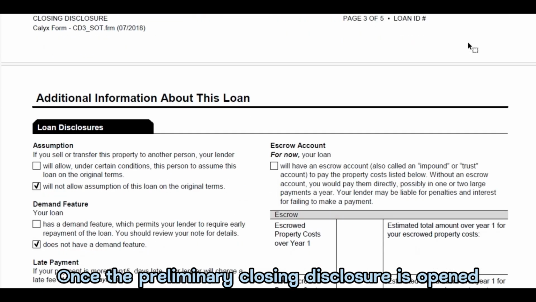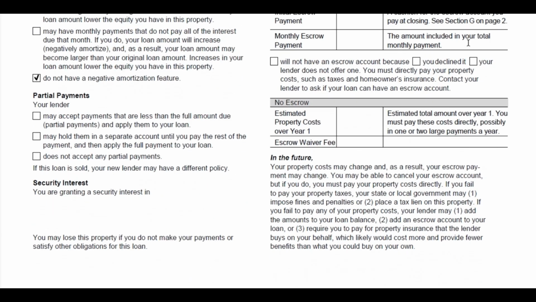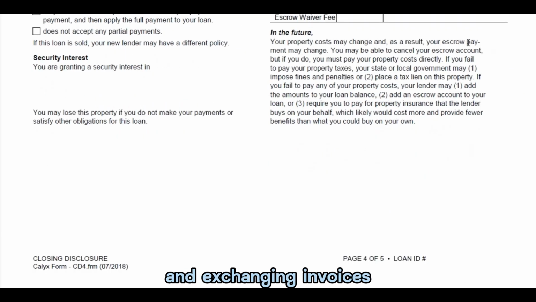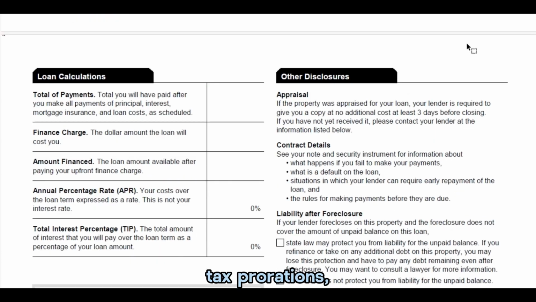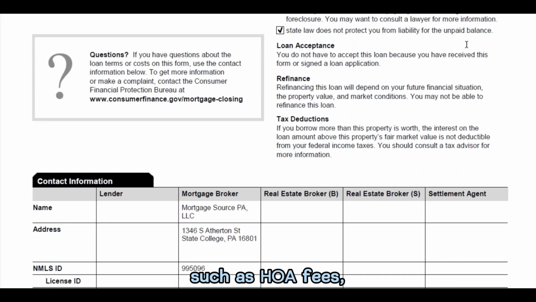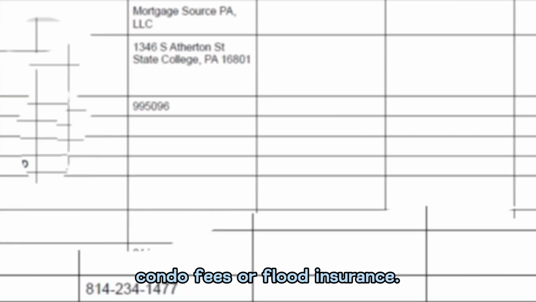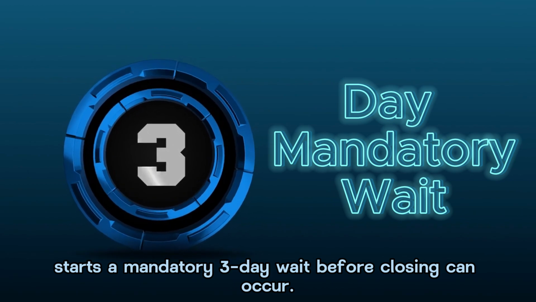Once the preliminary closing disclosure is opened or acknowledged, then the lender and the settlement company will begin the balancing process and exchanging invoices, including which items were paid outside of closing, tax prorations, and homeowner's insurance, as well as any other applicable costs such as HOA fees, condo fees, or flood insurance. Acknowledgement of the prelim CD starts a mandatory 3-day wait before closing can occur.